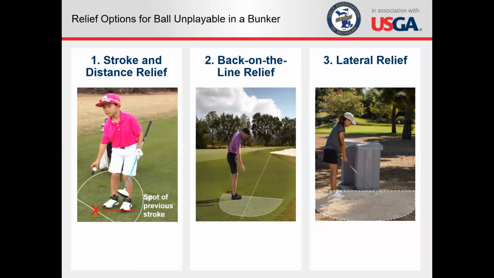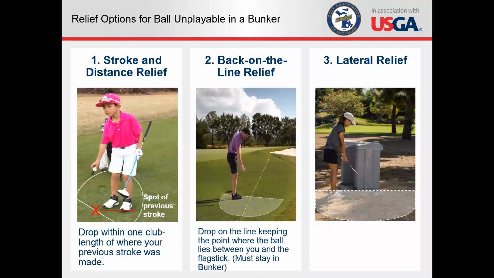And then back on a line relief, again, we're going to take the point where the ball is and the flag and go back on that line as far back as we want, and then drop. We're going to find that reference point and then take 1 club length in either direction. That's going to be our relief area. If it's in a bunker, though, we need to stay inside the bunker when we're taking relief using this option. Okay, now if we weren't in the bunker, we can go back and drop in the fringe like you can see in the picture here.